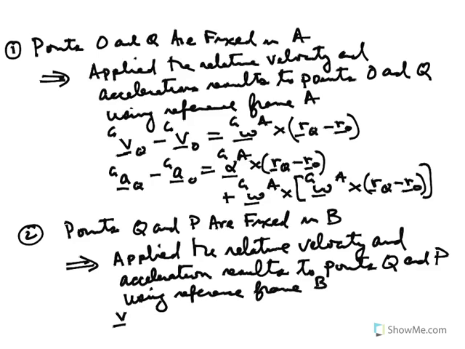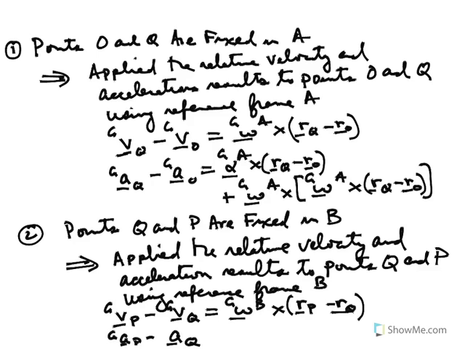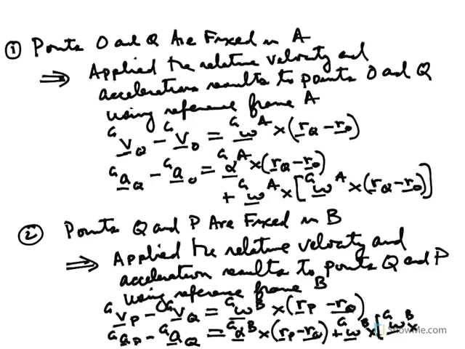That means that the velocity of point P in G minus the velocity of point Q in G was equal to the angular velocity of B in G crossed with RP minus RQ, and the acceleration of P in G minus the acceleration of Q in G is equal to the angular acceleration of B in G crossed with RP minus RQ plus the angular velocity of B in G crossed with the angular velocity of B in G crossed with RP minus RQ.